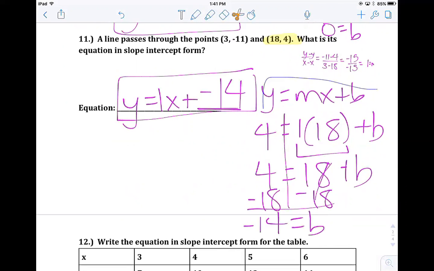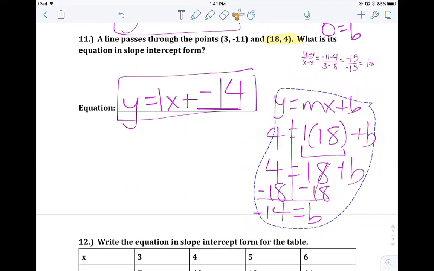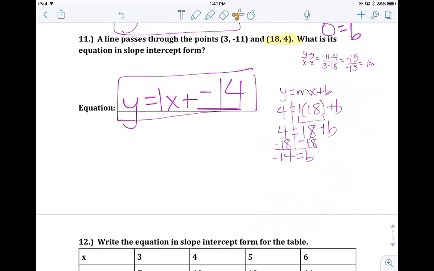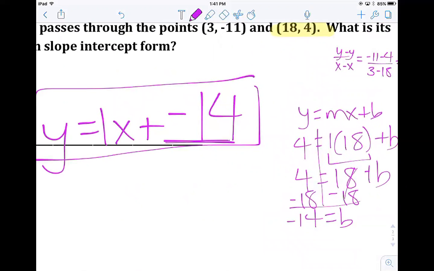Remember, it is a great idea to check your equations to make sure they work out. So what you can do is you can take that 3 and plug it in. 1 times 3 is 3. 3 plus negative 14 gives you negative 11. So that's going to work out.